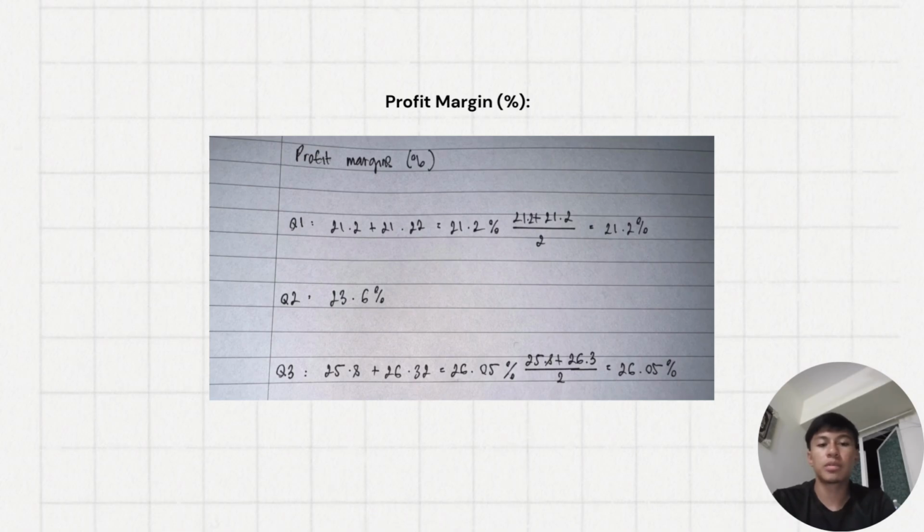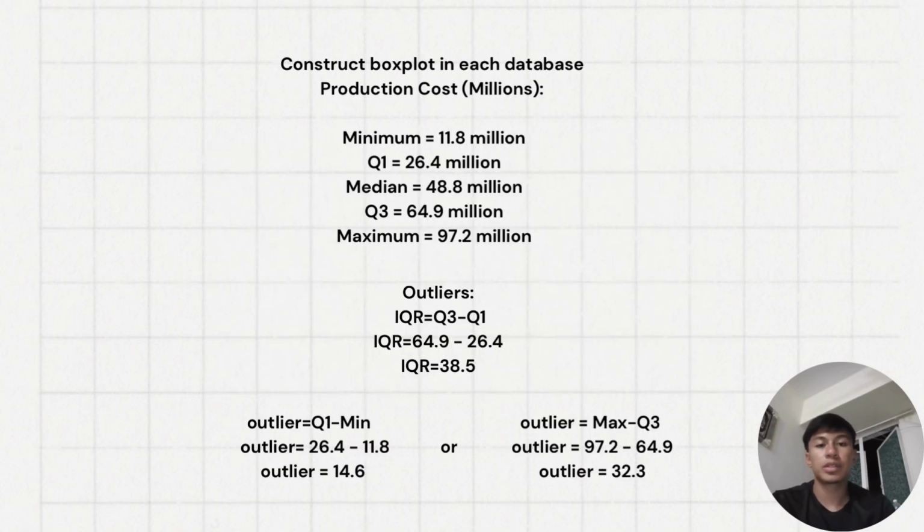So the percentage for profit margin Q1 is 21.2%, Q2 is 23.6%, and Q3 is 26.05%. After that, we need to construct box plots. A box plot visually shows the distribution of a data set by displaying the minimum, Q1, median, Q3, and maximum values.